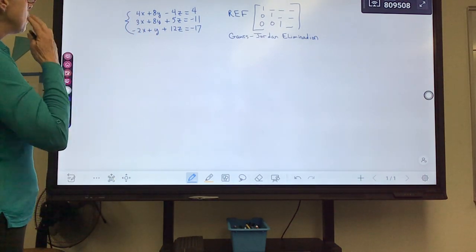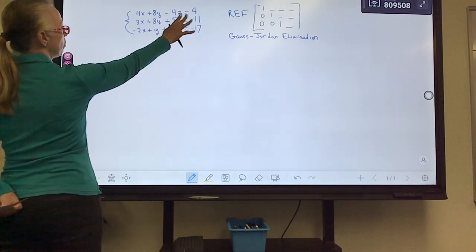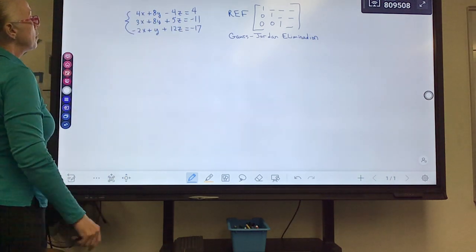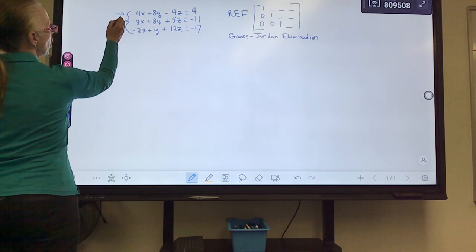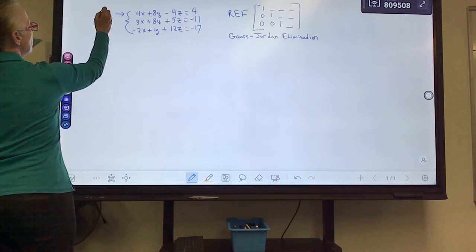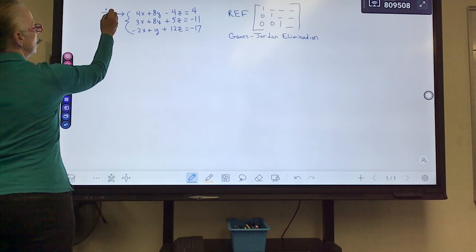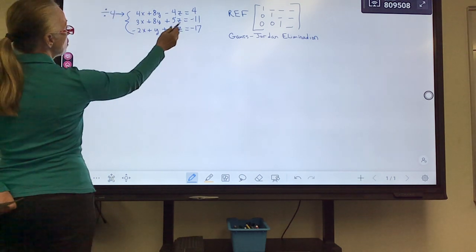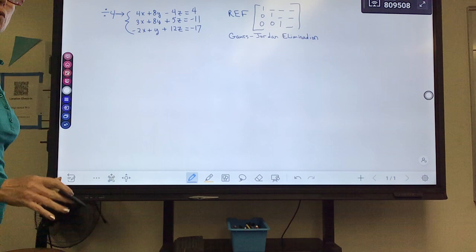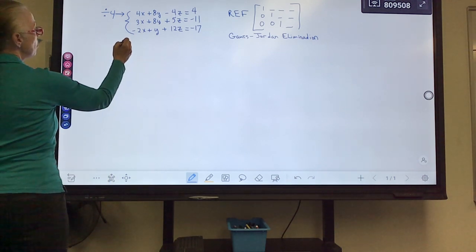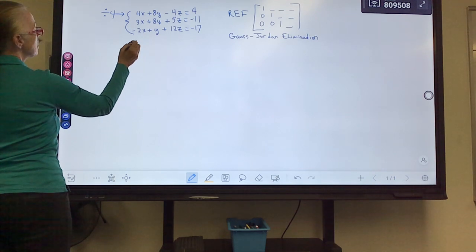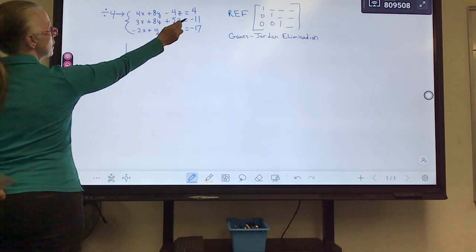So the first thing I'm going to do is look at my system up here. I can see that the very first row is completely divisible by 4. I really can't reduce the second or third rows, so even before I start the matrix, I'm going to simplify it. So I'm going to write my first matrix, and I'm going to reduce this by 4.